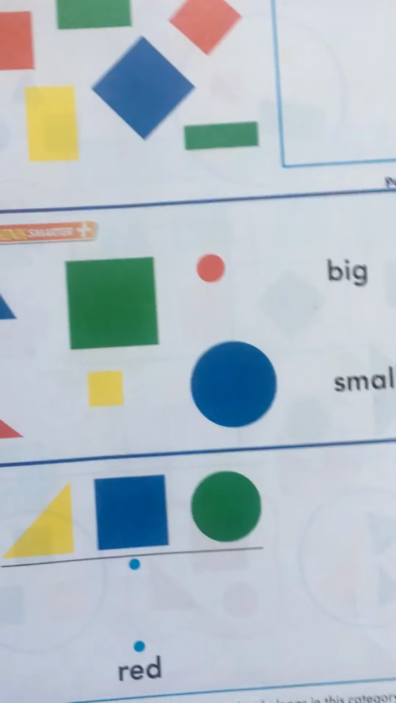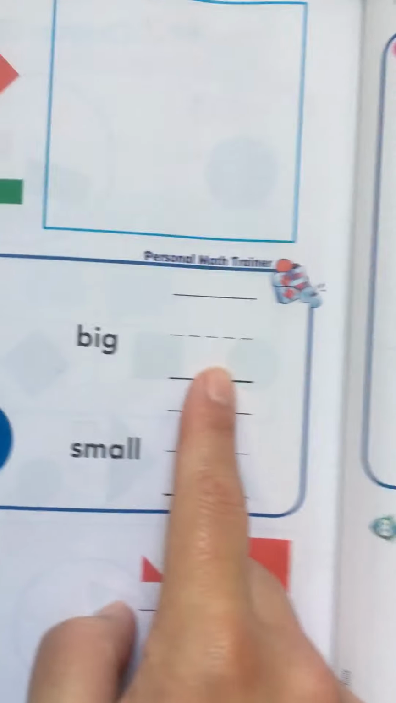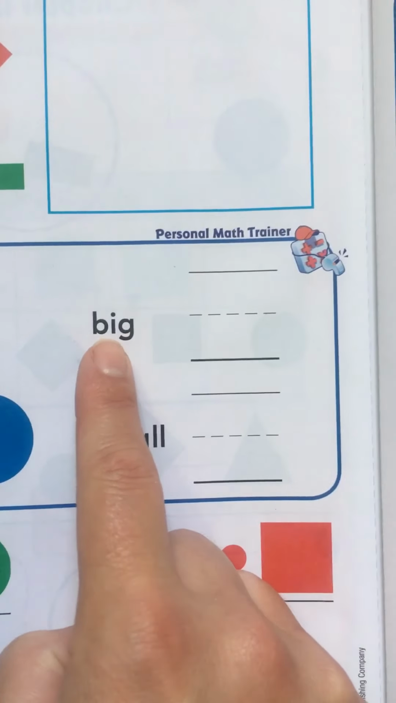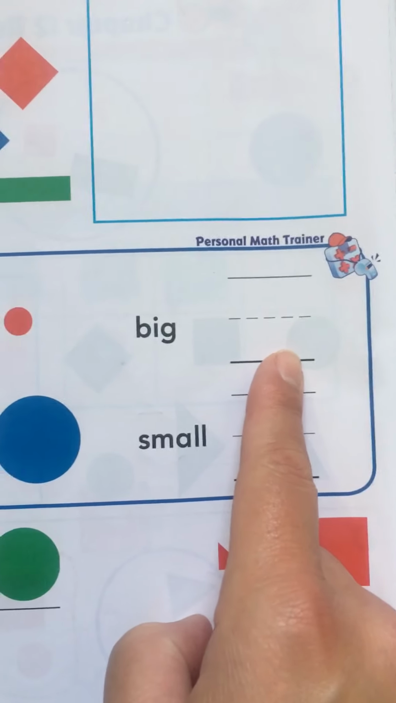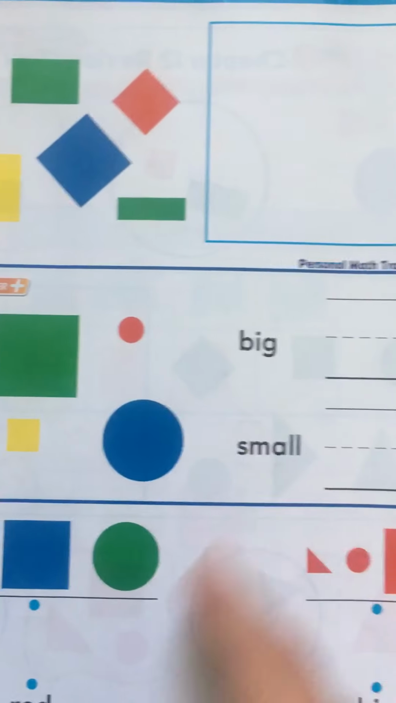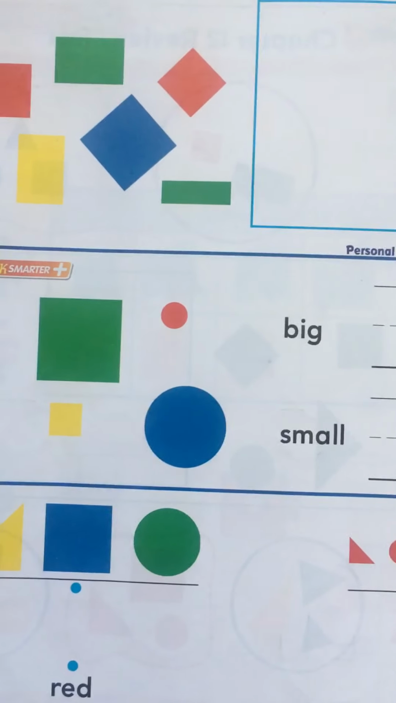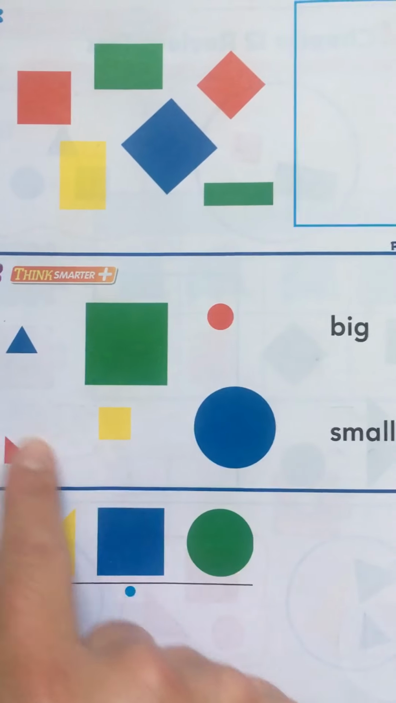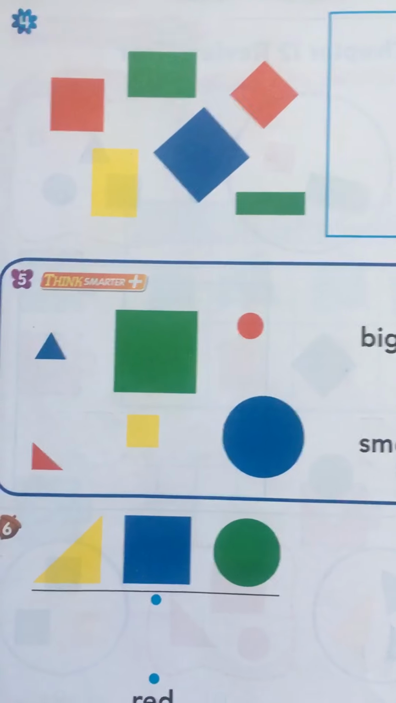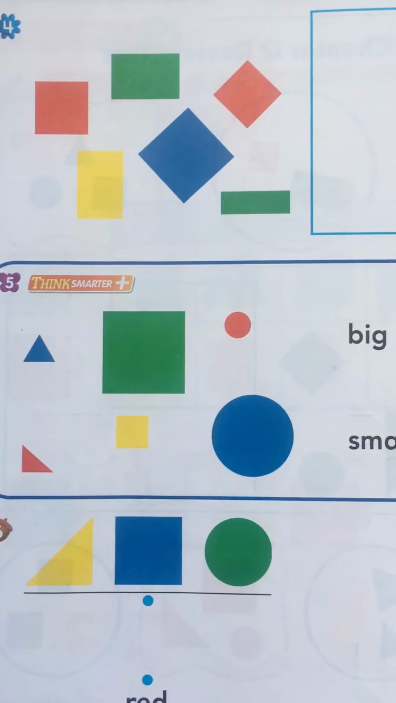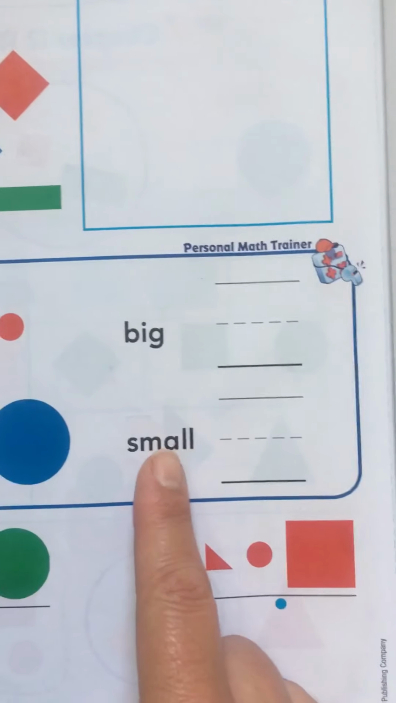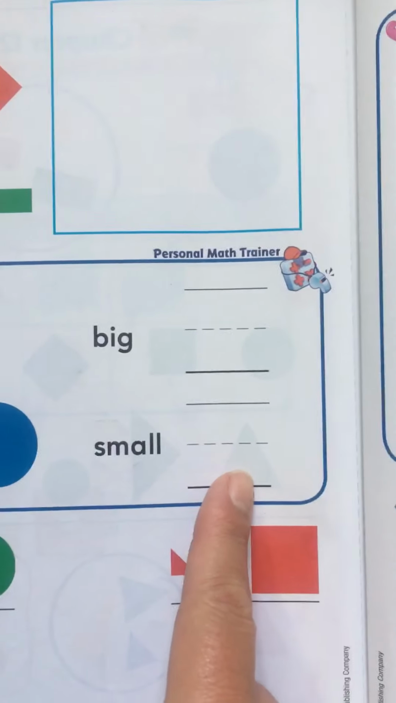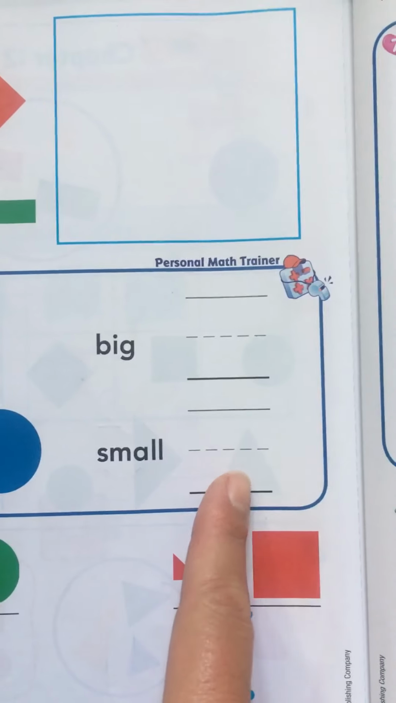When you are through, you're going to write the number next to the word big. How many big shapes did you put an X on? Then you're going to draw a circle around each of the small objects. So any of the small objects that you see, you're going to put a circle around them. Then next to the word small, you're going to count the number of small objects you had and write the number here.